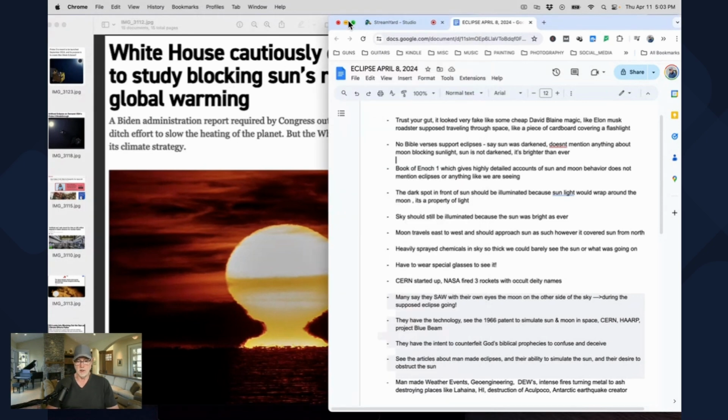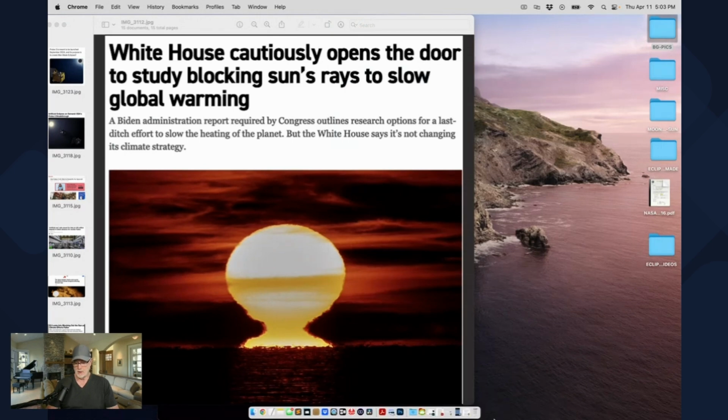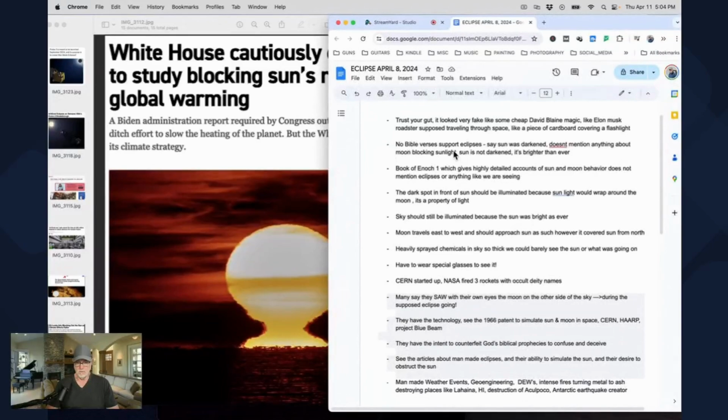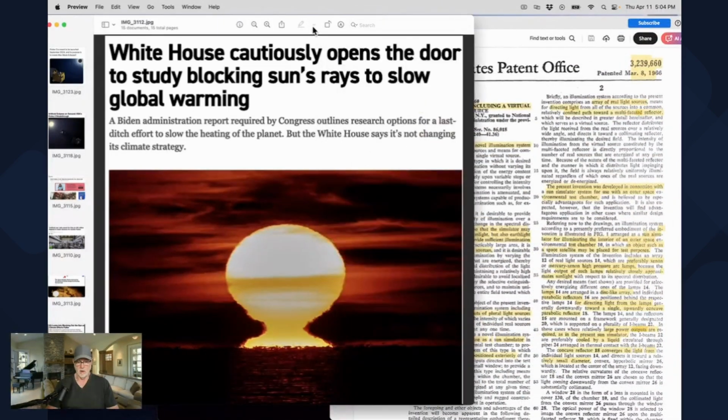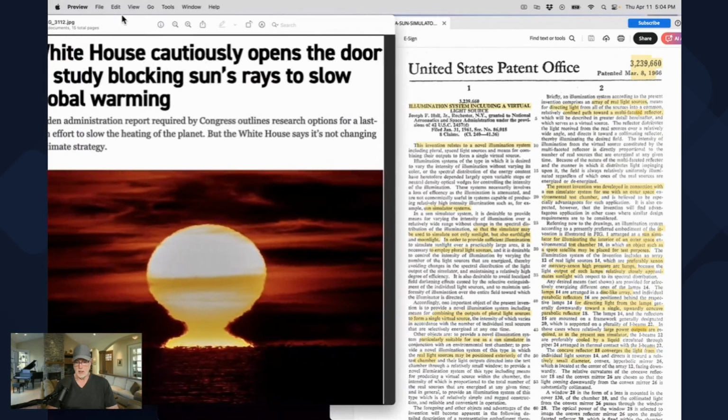Now, I also found a patent back in 1966. I'm going to pull that up so I can show it to you. Here it is. It's a PDF. I'll give you the patent: United States Patent Office patent number 3239660, March 8th, 1966, by NASA. NASA tells us back in 1966, this was a patent to create a sun simulator system for use with an outer space environmental test chamber.